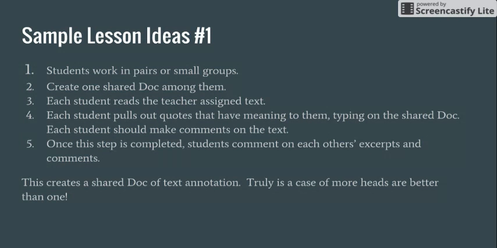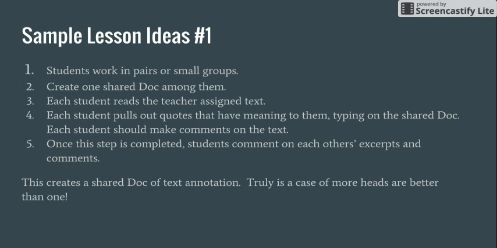The first one is a lesson that has students working together. So you have students work in pairs or in small groups. I would advise no more than 3 or 4 for this particular assignment. Have the students create one shared doc among each other, including sharing that document with you. Then have each student read the teacher-assigned text. So whatever you have assigned for them to read, whether it's a primary source or a chapter in To Kill a Mockingbird or a storybook about Harold and the Purple Crayon, have them read that piece of writing.